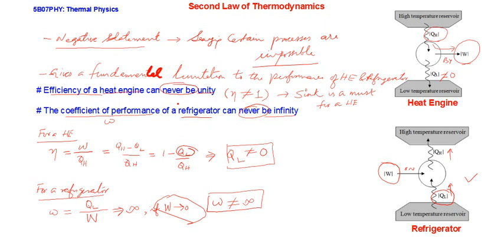So basically, we can say that the second law of thermodynamics gives a fundamental limitation to the efficiency of a heat engine and the coefficient of performance of a refrigerator. Simply, it says that the efficiency eta of a heat engine can never be equal to unity, or QL is not equal to 0, or I can say that a sink is a must. There should be a low temperature reservoir. You cannot have a single reservoir heat engine. That is not possible. And the coefficient of performance of a refrigerator can never be infinity, which means that without external work done, you can never transfer heat from a low temperature reservoir to a high temperature reservoir. So these are the ways in which you can explain the second law of thermodynamics.